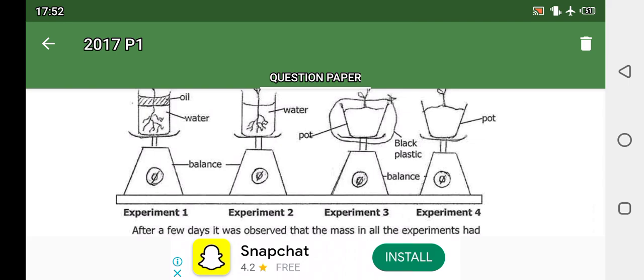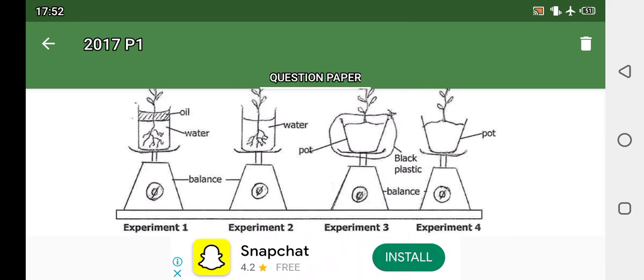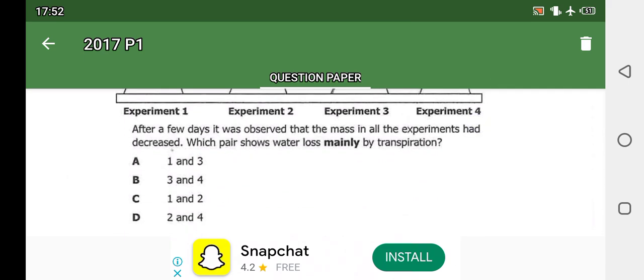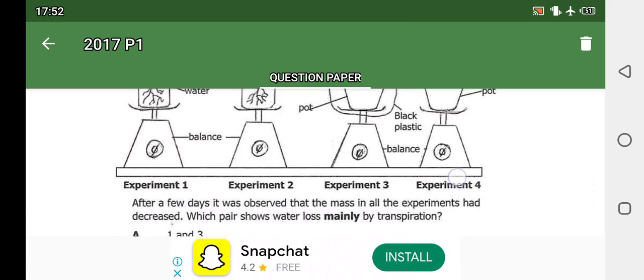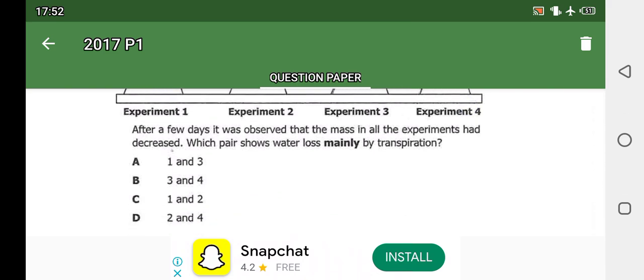Mainly by transpiration. So in experiment 2, evaporation can take place and transpiration. Experiment 4, evaporation can take place and transpiration. So this one, which is covered by oil, can only lose water by transpiration, and the one which is covered with black plastic can lose water only by transpiration. So the correct answer is experiment 1 and 3, which is A.